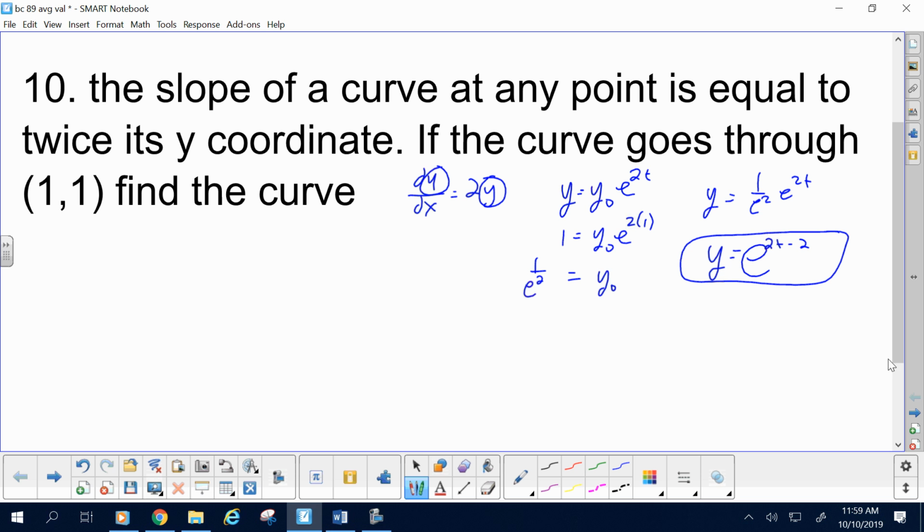So this is e to the 2t over e squared, and then I'm using the idea that if you have exponents, it's top minus bottom. Okay? Okay. Here we go.